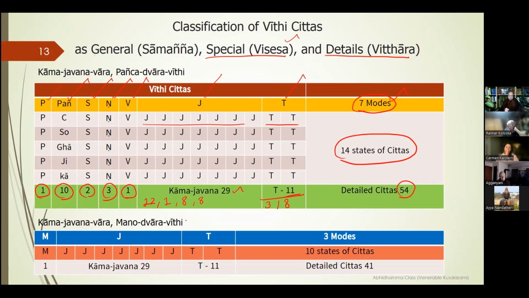Now the Kama Javana Manodwara, the mind door thought process. Here there is Manodwara Avajjana, the mind door adverting consciousness, Kama Javana 29 and Tadarammana 11. So altogether 41. So there are 3 modes, 10 states of consciousness, and detail 41. This is categorizing into three: general, Samanya; special, Visesa; and detailed, Vitthara. It is a way of digesting the previous lesson, that's what I understand. It's nothing to do with the thought process itself.